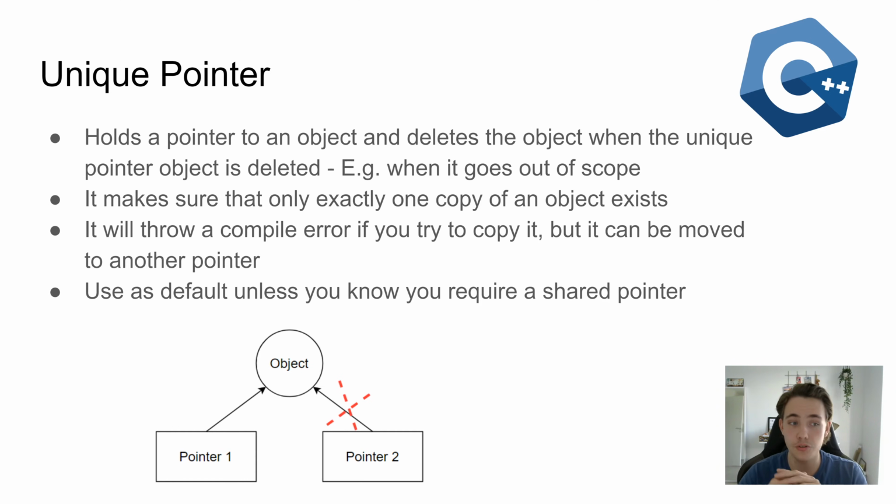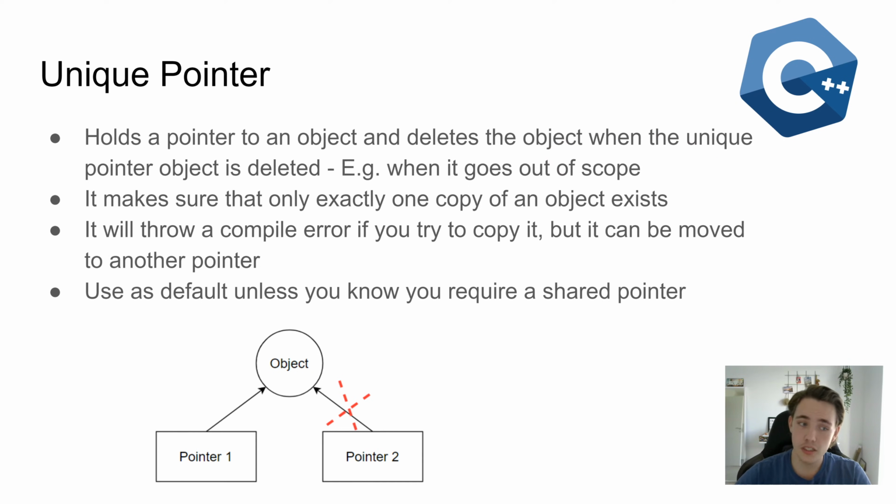The first one here is the unique pointer, and it's the most used and the default smart pointer in C++, and it should be used almost all the time unless you need one of the other pointers and you have a really good reason for it. The unique pointer holds a pointer to an object and then deletes the object when the unique pointer is deleted, for example if it goes out of scope, like we just talked about.